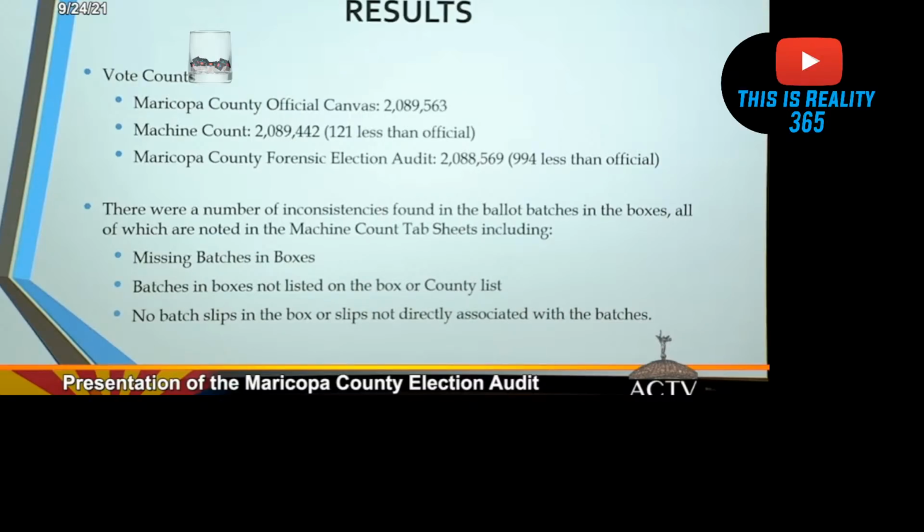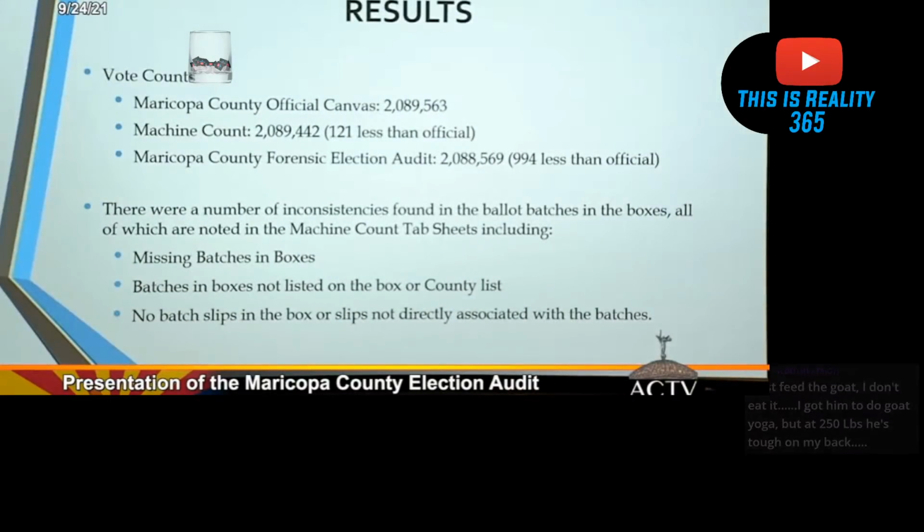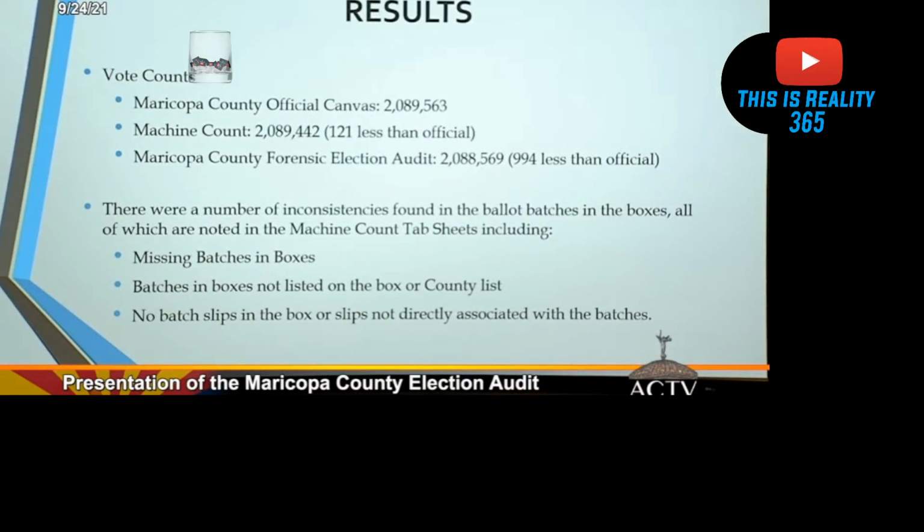Now, here are some of the things we found, and this kind of confirms some of the things that were talked about earlier in these reports. We did find missing batches and boxes, where you would open a box and it was supposed to have 7 batches in it, and there would only be 6 batches in the box. And then sometimes we found there were 8 batches in the box, but it was only supposed to have 7. So we found these kinds of problems.